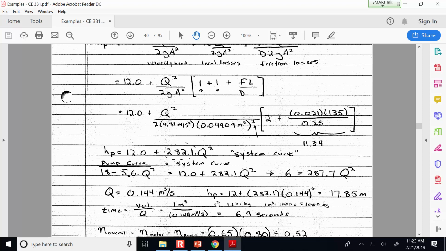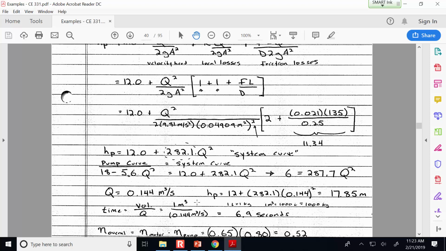And I guess maybe just for kicks, I wanted to find out how much head the pump is adding in those circumstances. I can substitute the Q into either the system curve or the pump curve and find out what the head is. So at this flow rate, the pump is adding 17.85 meters of head.